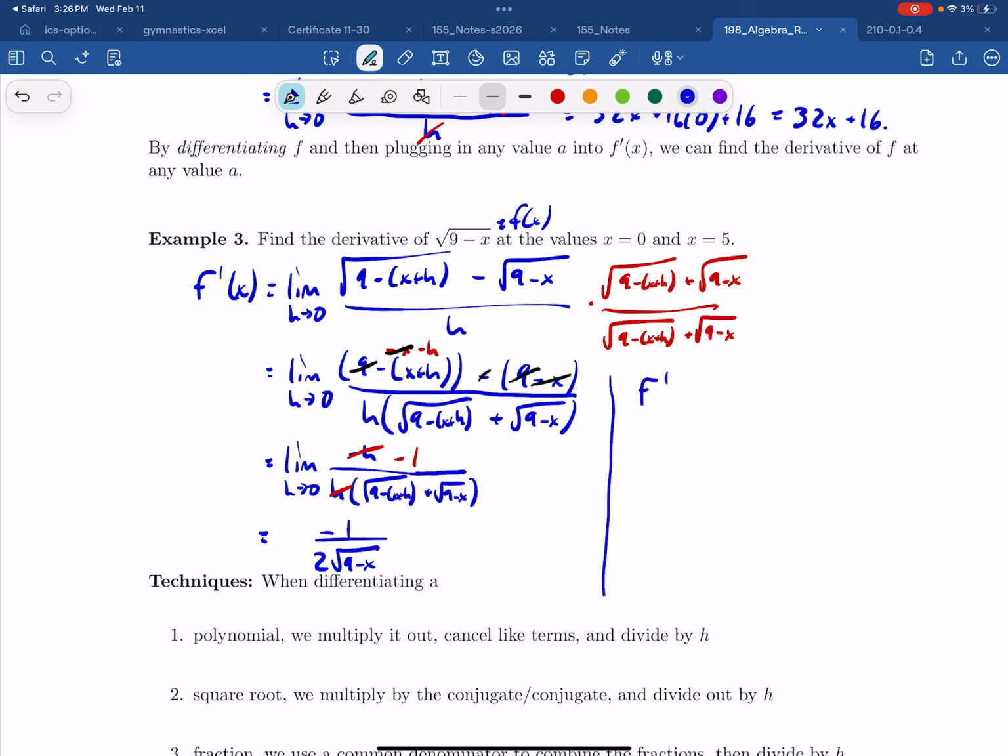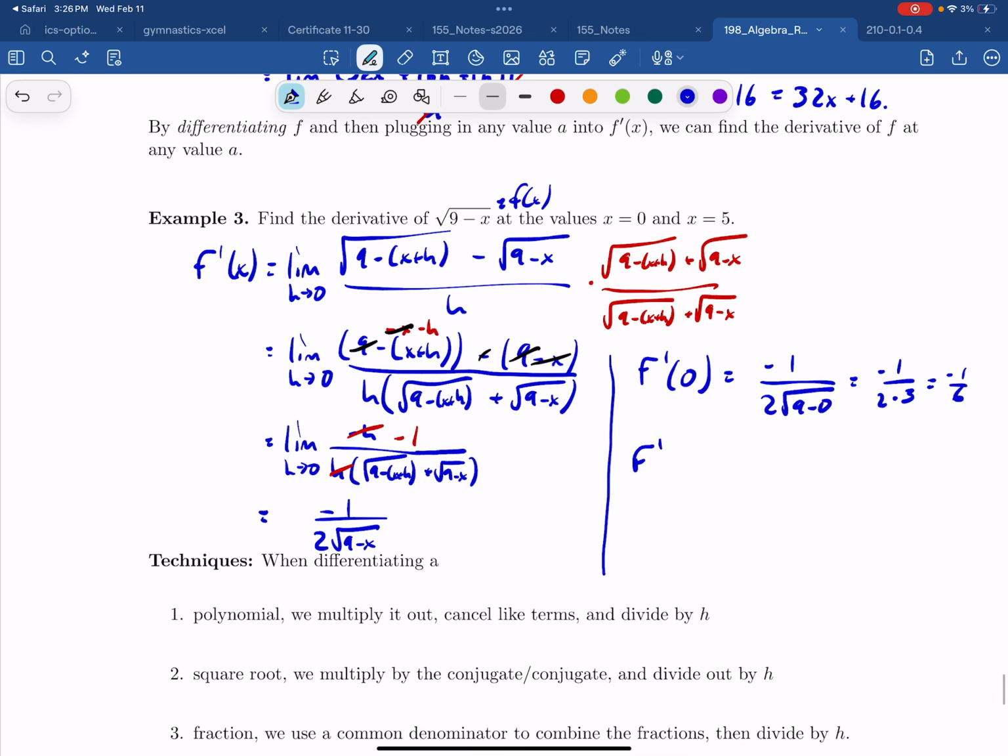So now we can say f prime of 0 equals -1 over 2 root 9 minus 0. And we can reduce that to being -1 over 2 times 3, which is -1/6. And they say, oh, shoot, no, sorry, I actually wanted you to find f prime of 5. Okay, well, we can do that too. F prime of 5 is going to be -1 over 2 root 9 minus 5, or -1 over 2 times 2, which equals -1/4.